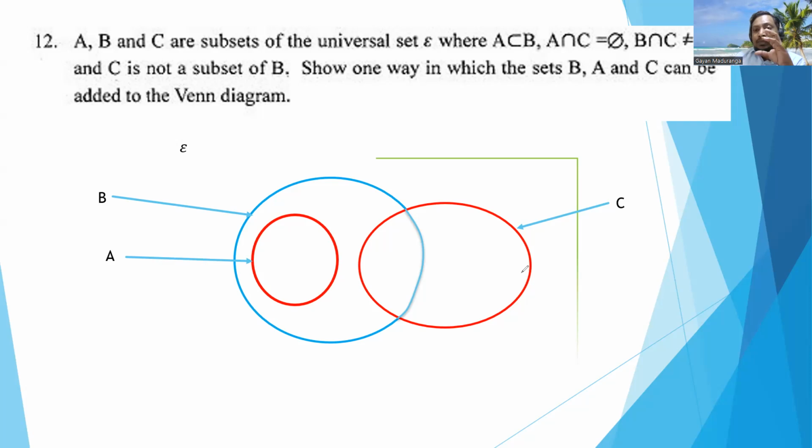So to match the story, you have to draw 3 circles. So it will be like this. And B and C are intersecting each other. A and C are not intersecting, but A should go inside B. So they asked to add to the Venn diagram. So children, this is the Venn diagram.